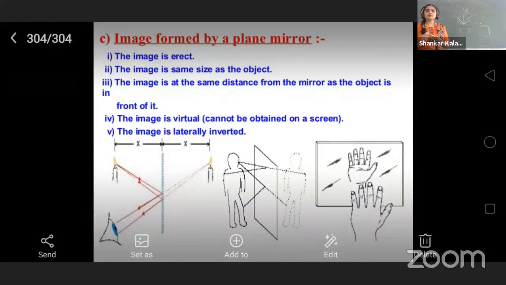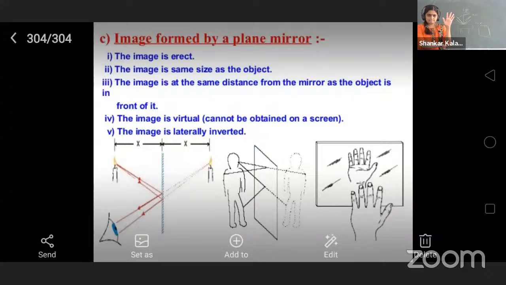Image is erect, which means, students, whatever you show, the image gives a reflection to you. So the image is the same size as the object. For example, if you show your palm in the mirror, it shows the same size in the mirror. Yes or no, students?